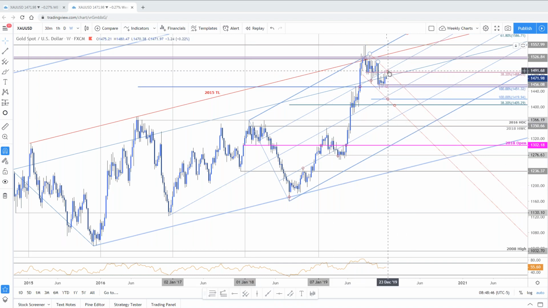I think you need to be mindful. If we pivot back above 1490, you need to stay on the sidelines. If we break below 1450, I think you get a beautiful entry at some point in January, February, and that might be the vaulting point to get you into new highs on gold.